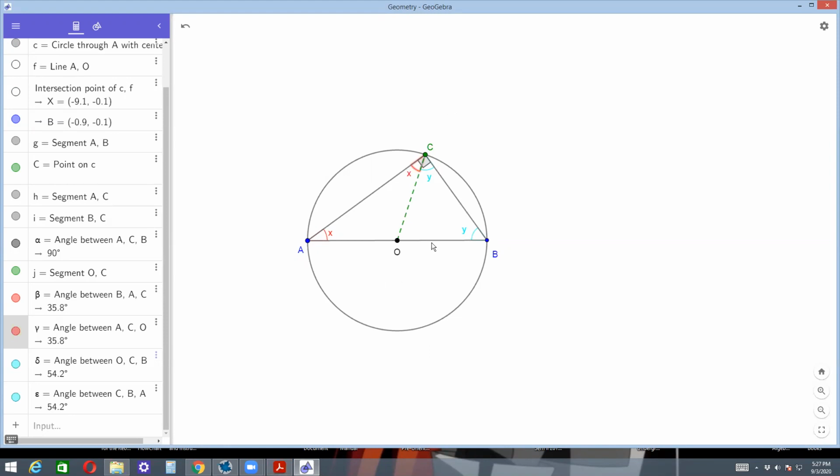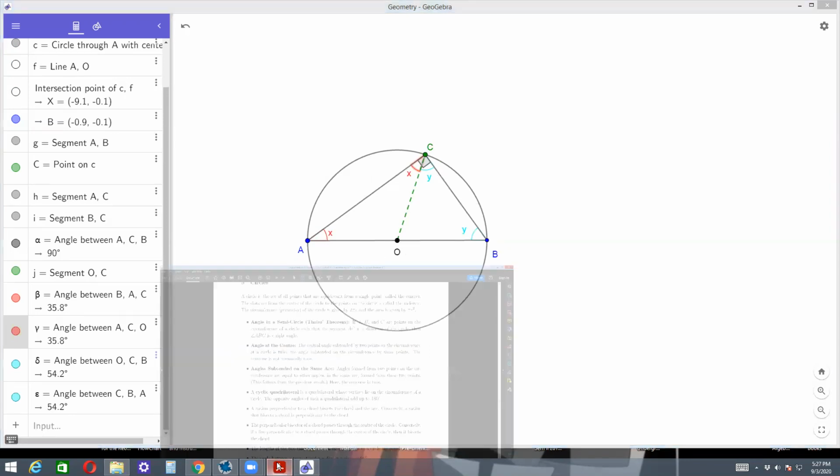It's straightforward, but this kind of approach usually helps with things involving circles, breaking up the angles. You use the fact that if you have radii, they give you isosceles triangles.